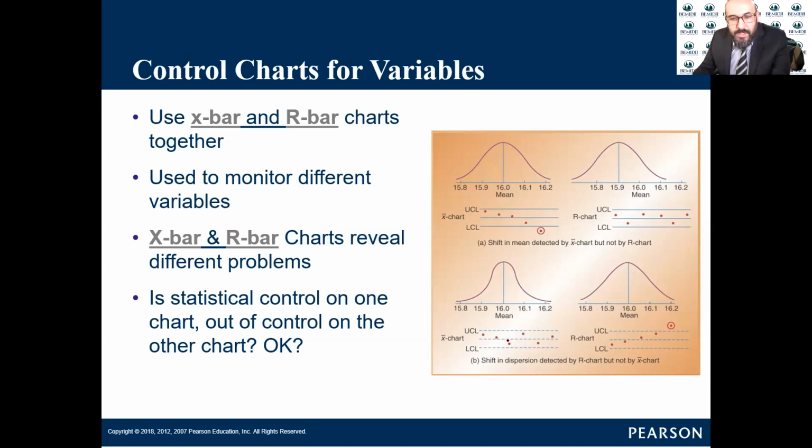Looking here, you will see the X chart is in control. However, the R chart is not in control. You see this point is out of the control limits. What does that mean? A shift in dispersion is detected by the R chart, but not by the X chart. So there's a shift in the dispersion that was not detected by the X chart, but it was detected by the R chart. So it is sometimes important to use both of them to ensure that the process is in control.